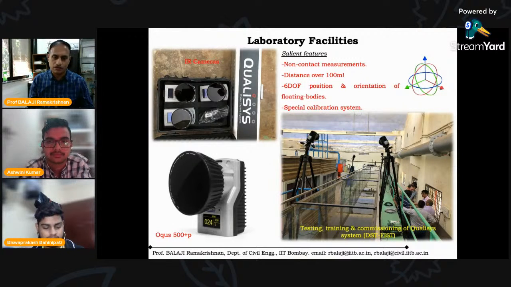itself. But with the use of infrared cameras like this, you don't need to make any physical contact with the floating body as such. It can measure all the 6 degrees of motion without touching the floating body. So that's the advantage. It's a little sophisticated, and we are thankful to the funding agencies who support independent software. We are able to procure this, and we are effectively using this for some of our research studies.